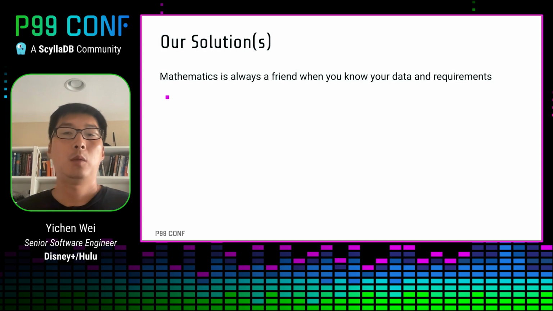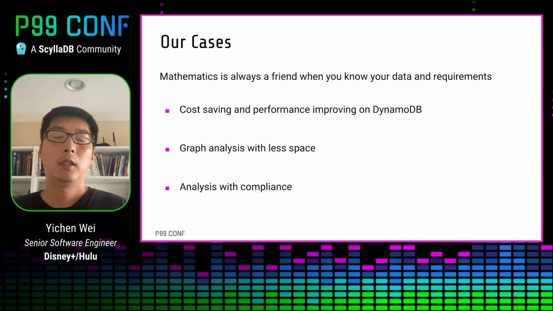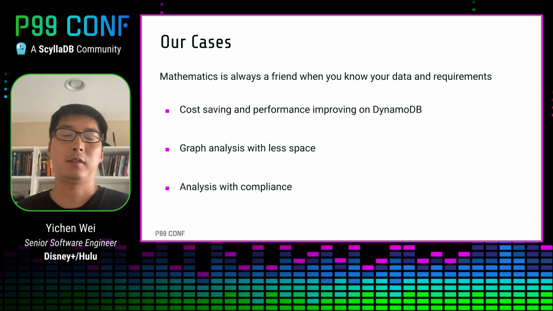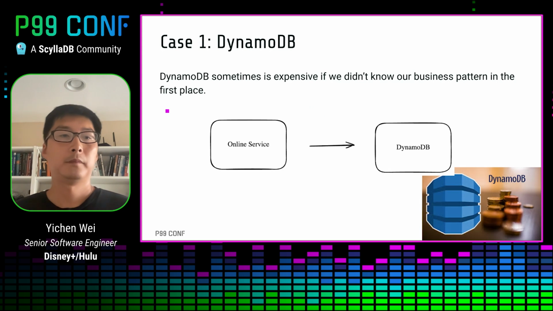For us, we are using sketching to optimize performance. Also, based on sketching, we can reduce our cost. There are 3 case studies I want to share today, and I promise there won't be any math formulas or complex calculations. I'll try to explain them intuitively based on our use cases. First case is the usage of DynamoDB.